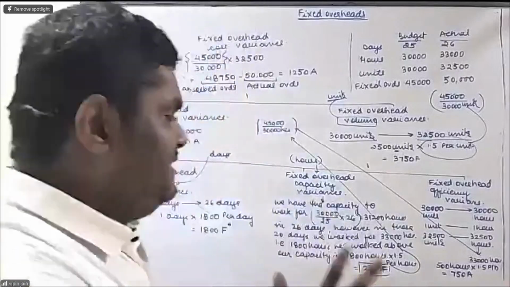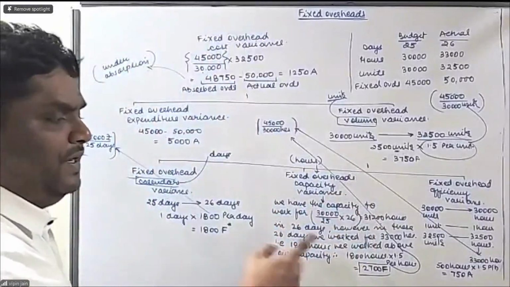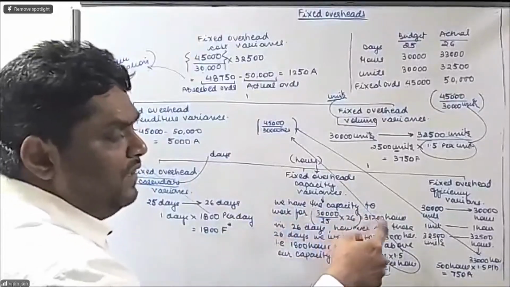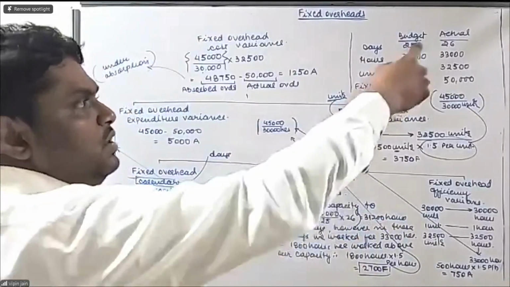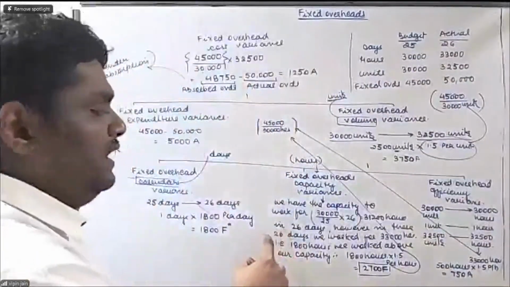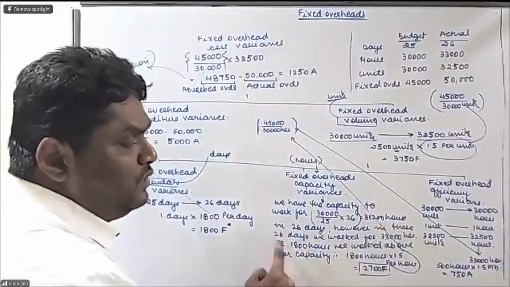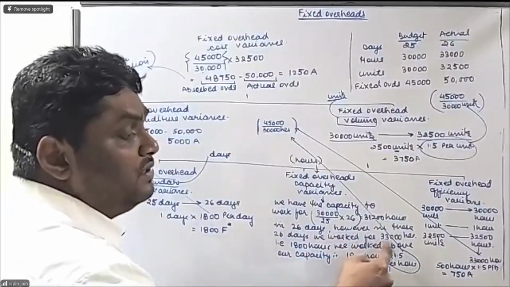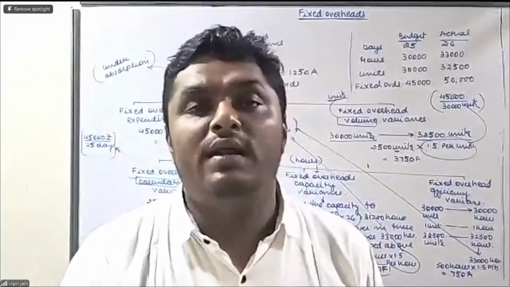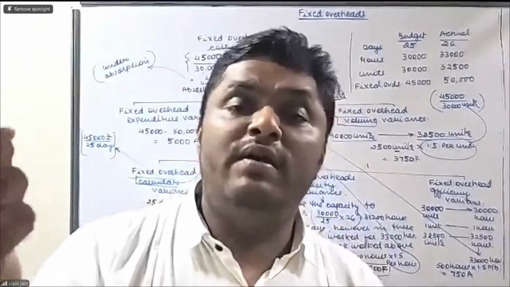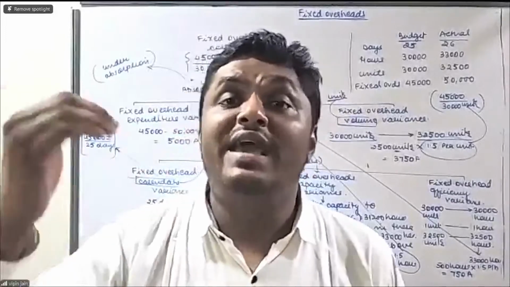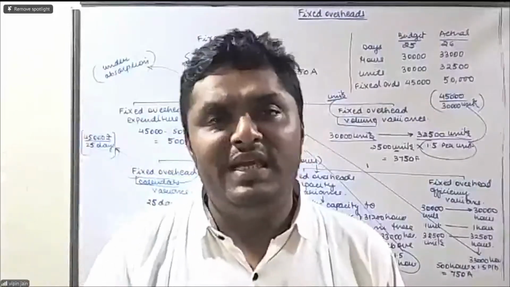Ankit Mishra, again, see, whatever explanation I have written is for your reference. We have the capacity to work for how many hours? 31,200 hours in 26 days. My actual days are 26. So in 26 days, what was our capacity? 31,200 hours. But in these 26 days, we worked for how many hours? 33,000 hours. It means in 26 days we had to work only 31,200 hours. But in these 26 days, my workers did a great job and worked for 33,000 hours. That is 1,800 hours extra. So it's a good sign for the company. That's why it will be favorable.